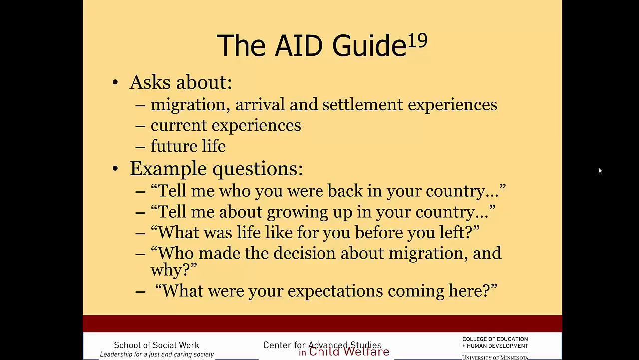The AID Guide asks about migration, arrival, and settlement experiences, current experiences, and future life. Some examples of questions that appear in the AID Guide include: Tell me who you were back in your country. Tell me about growing up in your country. What was life like for you before you left? Who made the decision about migration and why? What were your expectations in coming here?